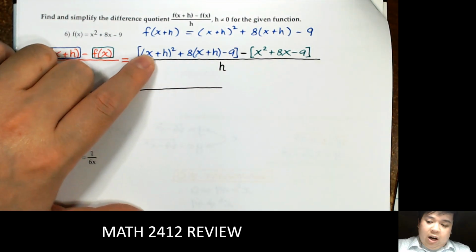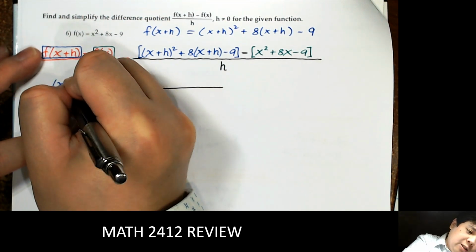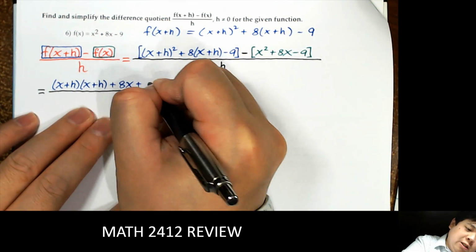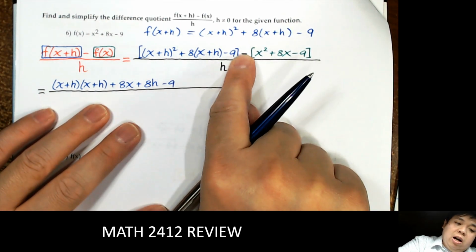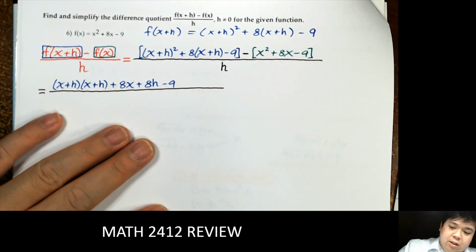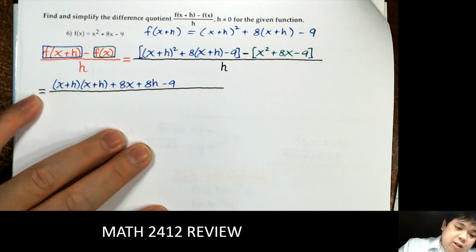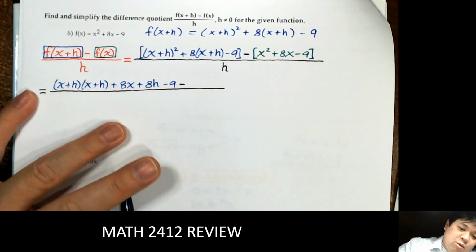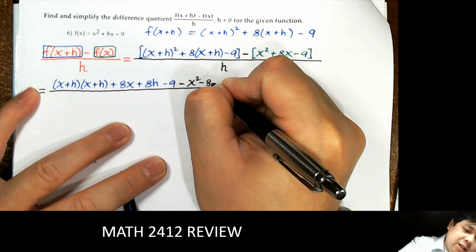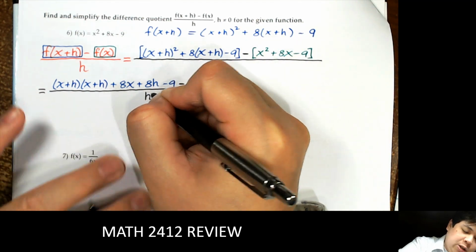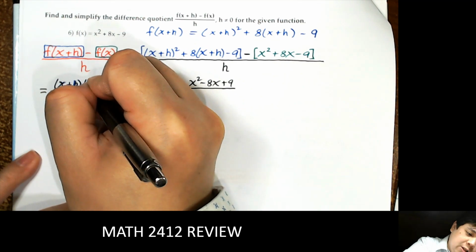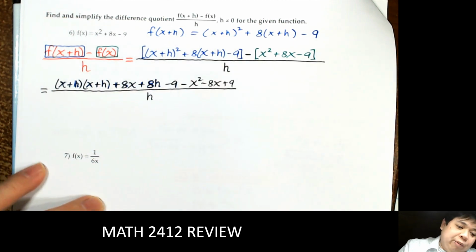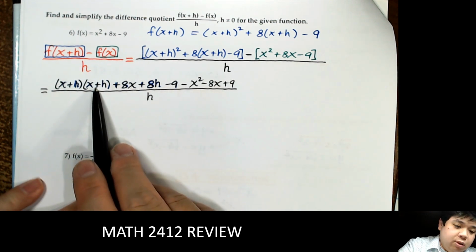Now we'll multiply this out. That is x plus h times x plus h, and then 8x, 8h, minus 9. This negative affects everything after that. So we should have negative x squared minus 8x plus 9 over h. I just write this in black. And then I'll multiply this out and then try to simplify.